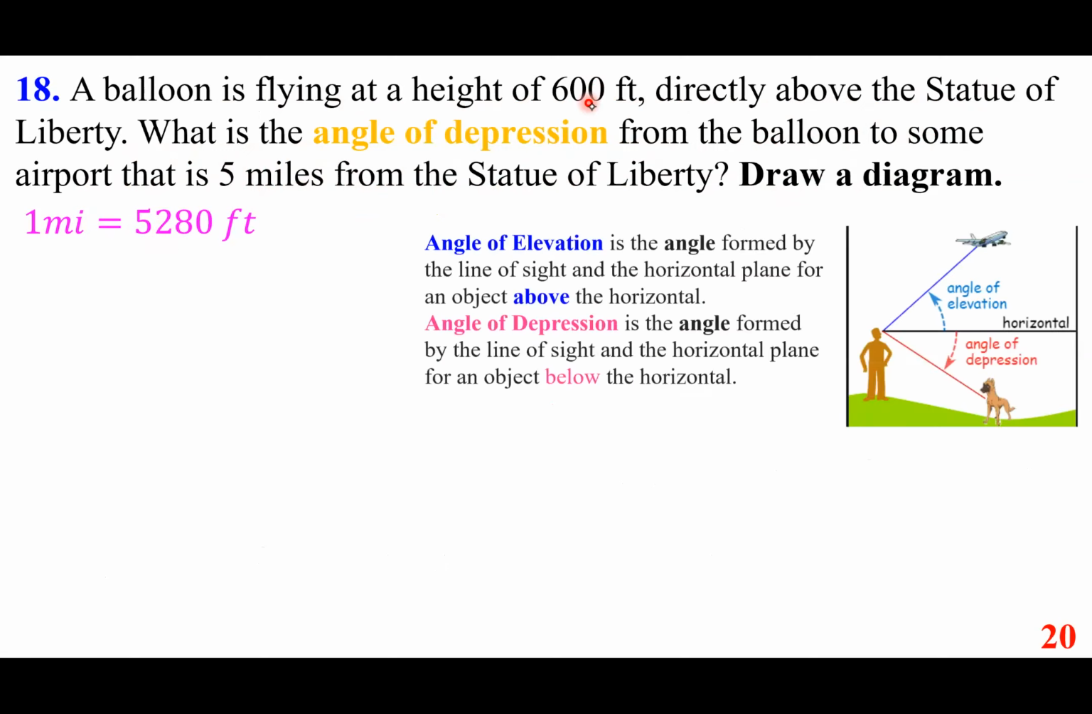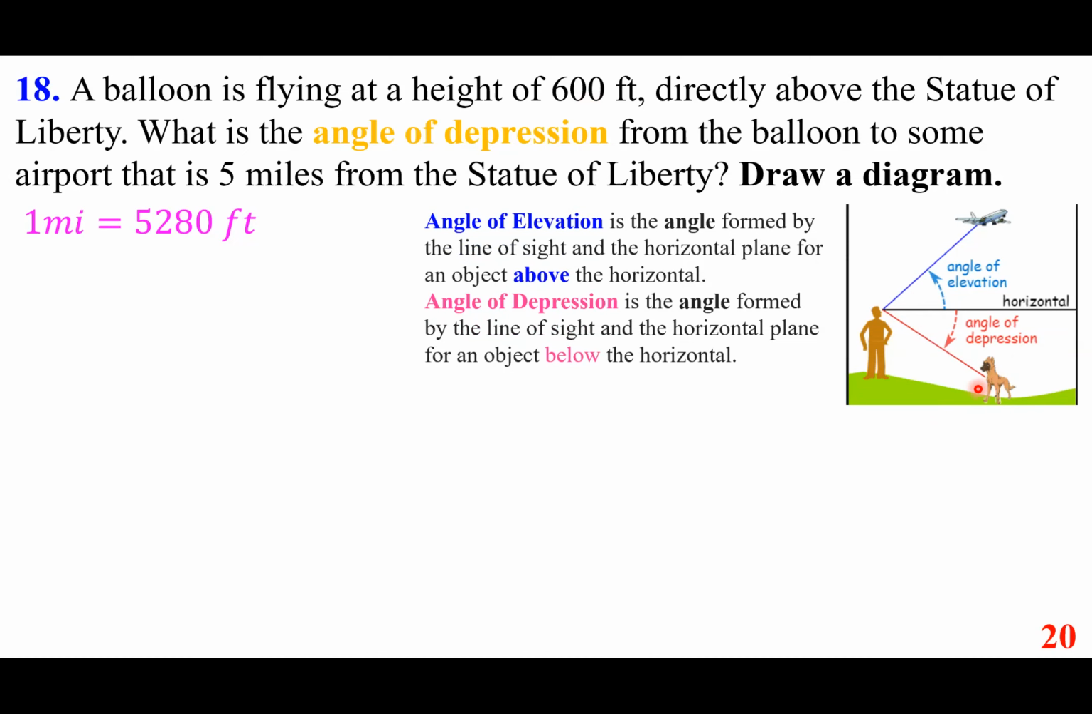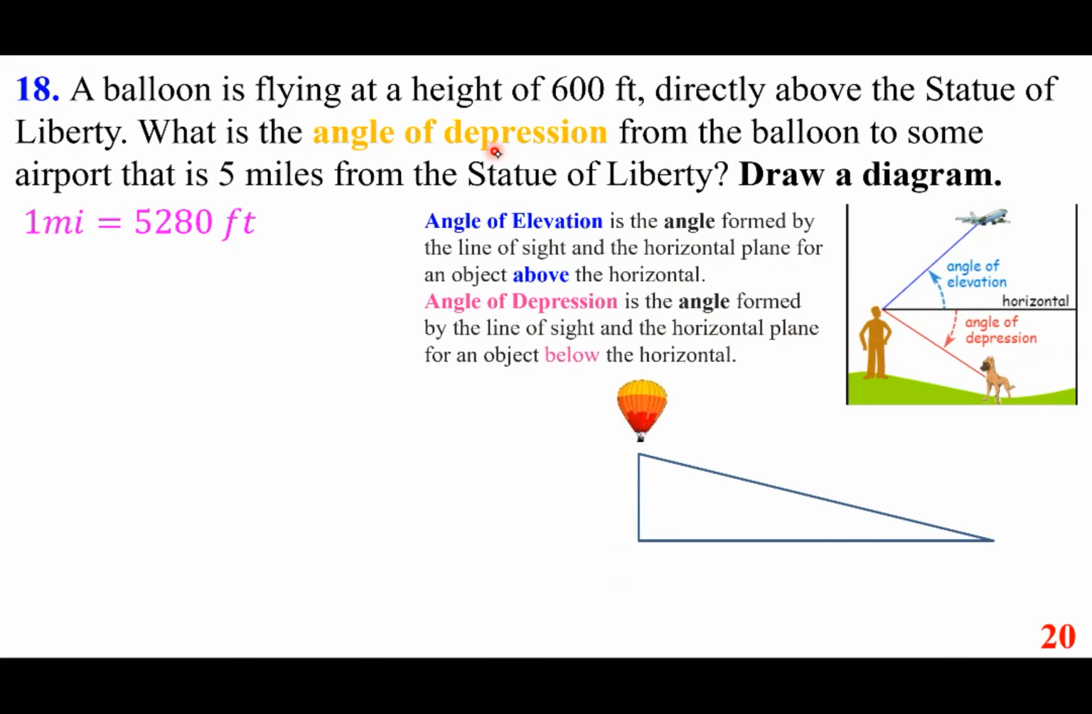So the very first thing I want to go over is the concept of angle of elevation and depression. To remind you, here's the horizontal line, and here's the line of sight. Looking up makes up the angle of elevation, down makes up the angle of depression. Therefore, angle of elevation is the angle formed by the line of sight and the horizontal plane for an object above the horizontal, whereas angle of depression is the angle formed by the line of sight and the horizontal plane for an object below the horizontal. So that's the case for us, angle of depression. So somewhere here is the balloon, and this is 600 feet.